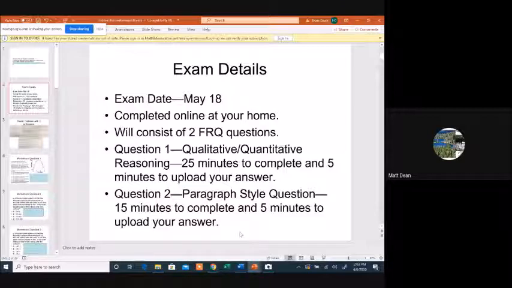The first type of question is going to be the qualitative, quantitative reasoning question. We're going to look at an example of what this looks like in a minute. I also sent several examples to teachers today, so they can send you some more examples as well. But you'll have 25 minutes to answer that question. And then after that, you're finished with that question, you'll have 5 additional minutes to upload your answer.